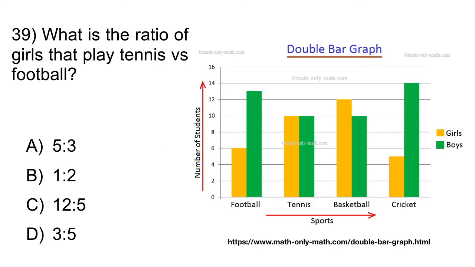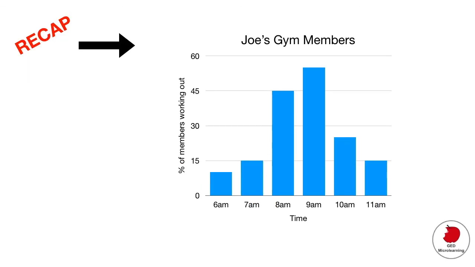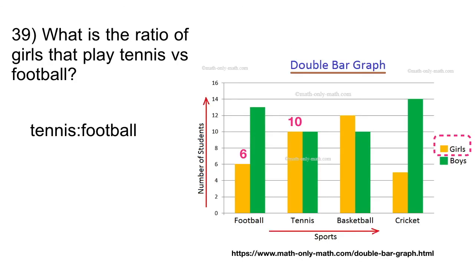All right, so we're going to use the same graph, but in this case we're going to look at the ratio of girls that play tennis versus football. Okay, so once again, look at the title, look at the y-axis, look at the x-axis, and look at the legend. So we're dealing with girls in this case, so we want to look at the yellow bars, and we want to look at tennis and football.